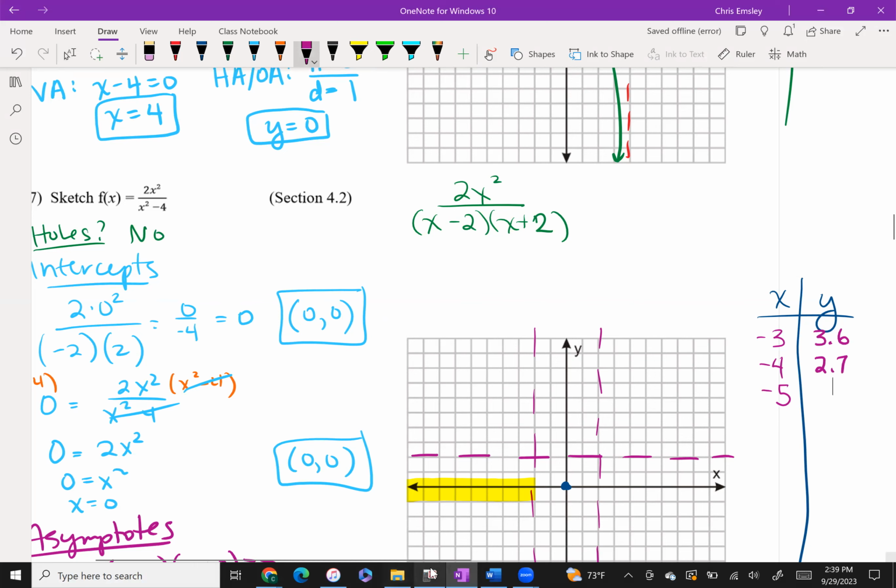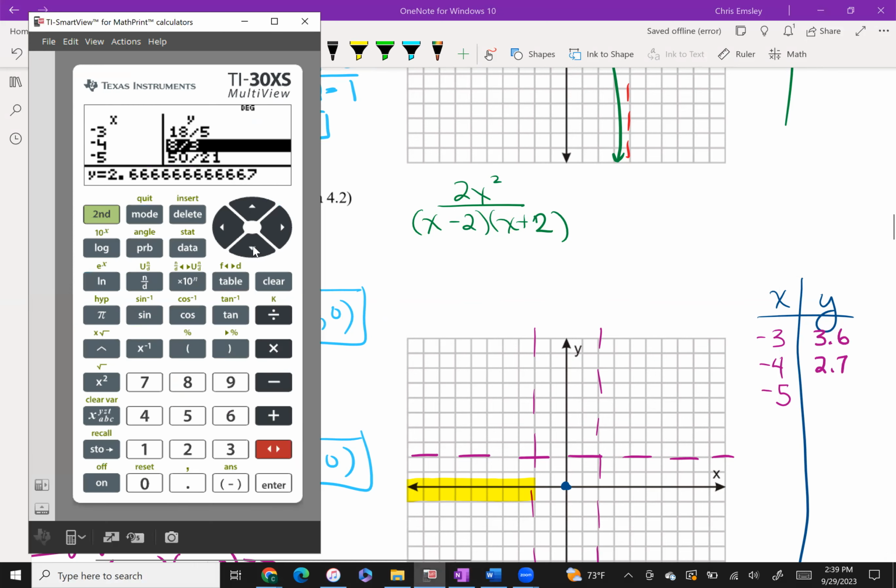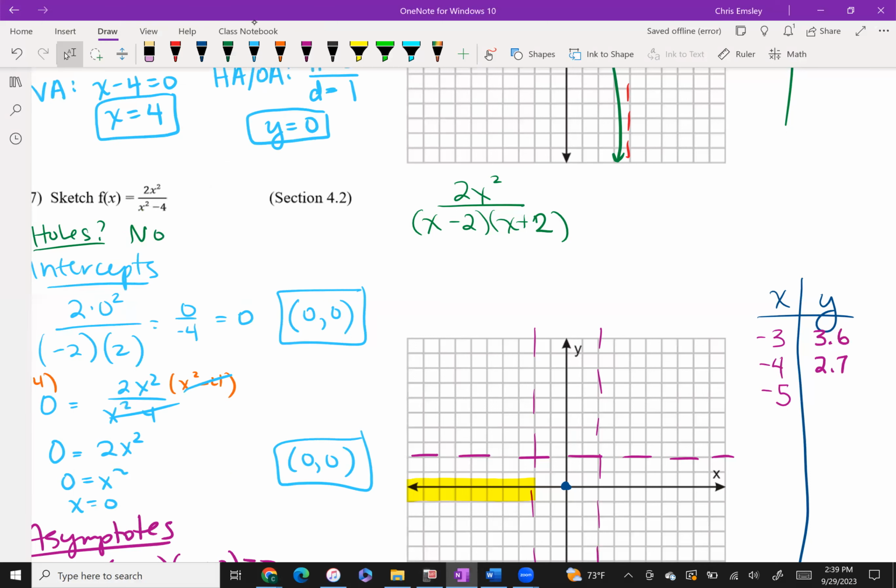And when x is -5, we get another fraction. The decimal equivalent is about 2.4. Again, I'm just going to round that to one decimal place. So let's plot those points and see what's going on here.